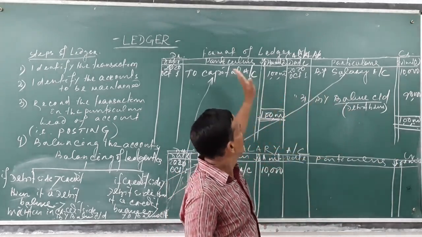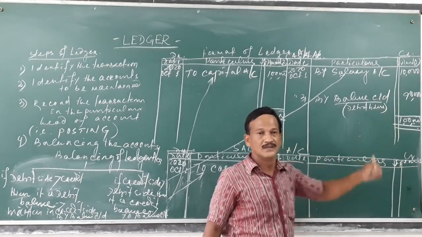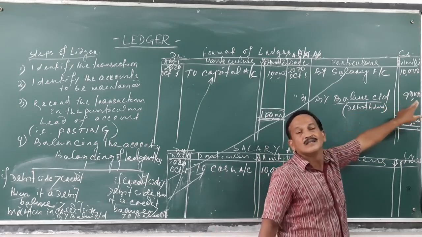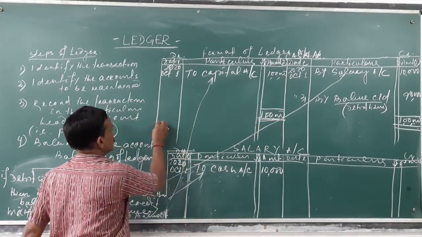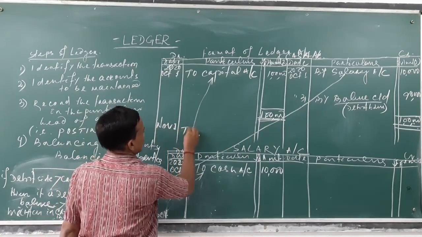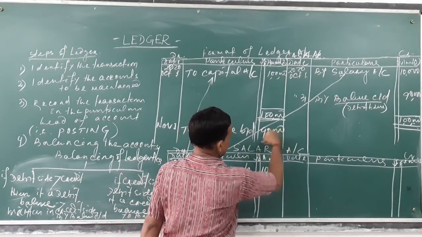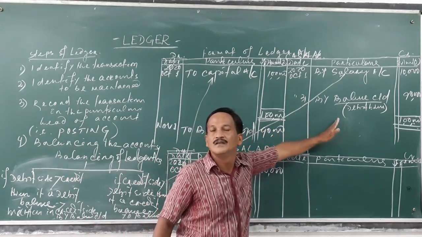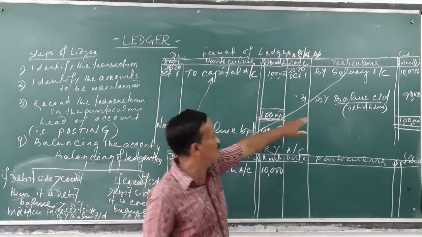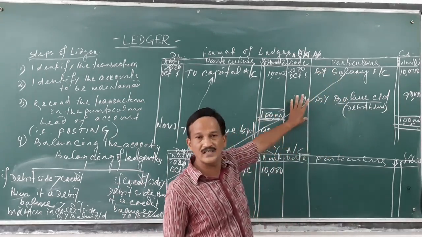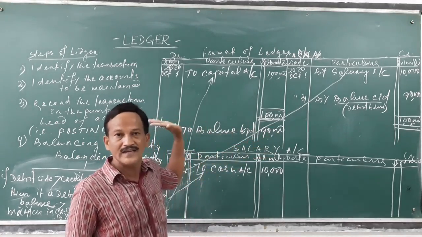This is a debit balance, which means the debit side is more than the credit side. The excess of debit over credit is retained in the credit side by balance carried down. This is October 31st. So next month, on November 1st, it is brought forward, to balance brought down, 90,000 rupees. That is the debit balance. After balancing, the double line is to be put. This period is over, so the next month begins, with the balance brought down of 90,000 rupees.